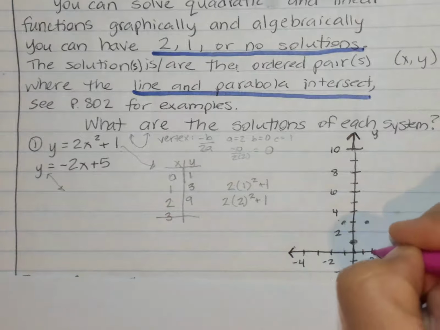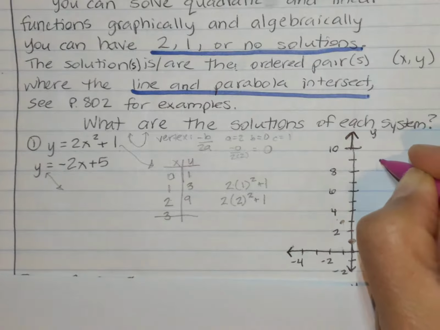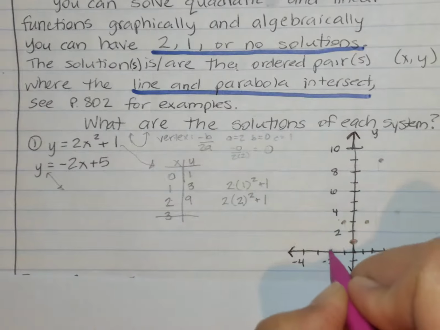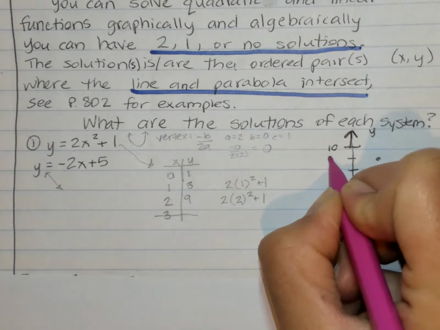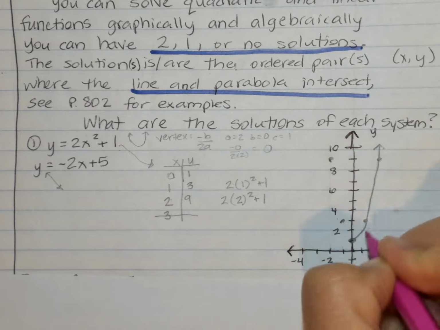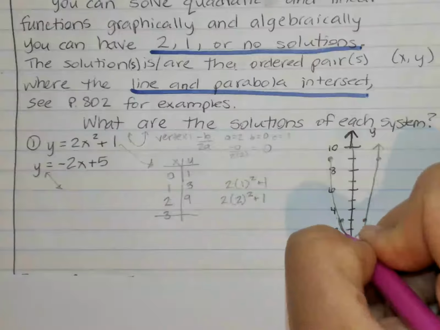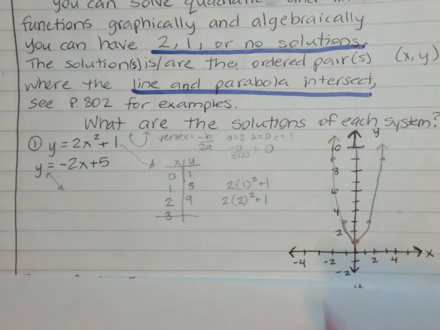So x is 2, y is 9. I've got to be careful. It's right there. And then same thing, it would be -2, 9 right there. Connect with a curve. And there we go. Okay, so that's my parabola.